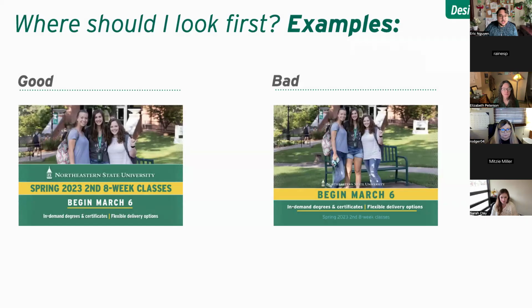Here are some examples. On the good, it gives clear direction for the eyes to follow. All the information is in the order of how it should be viewed. While on the bad, it's scattered randomly, and it makes the viewer have to kind of look around for stuff. The logo, you can kind of barely see it. It's just not in a great order.